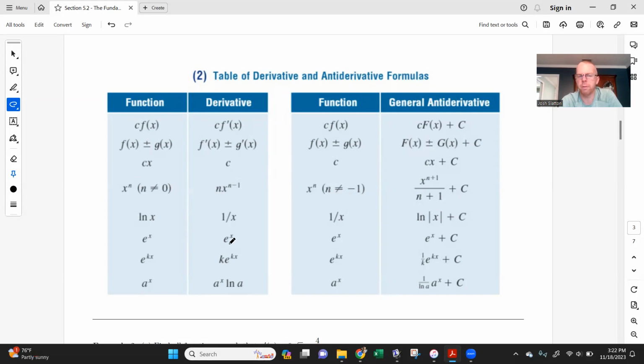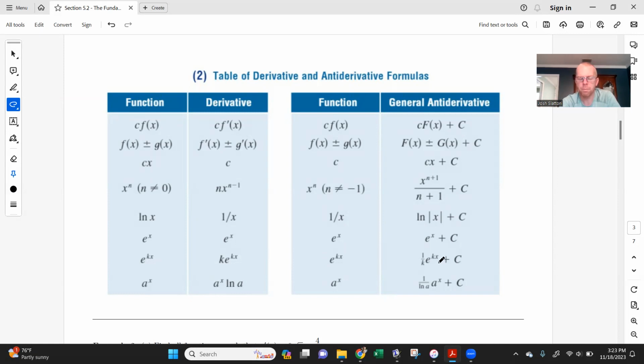E to the x, the derivative of e to the x is e to the x. And so the antiderivative of e to the x would also be e to the x plus constant. And then if we're going to look at the derivative of say e to the 5x, the derivative of that is 5 times e to the 5x. We take the derivative of the exponent. So likewise, when we do the antiderivative of e to the constant times x, we're going to divide by that constant.